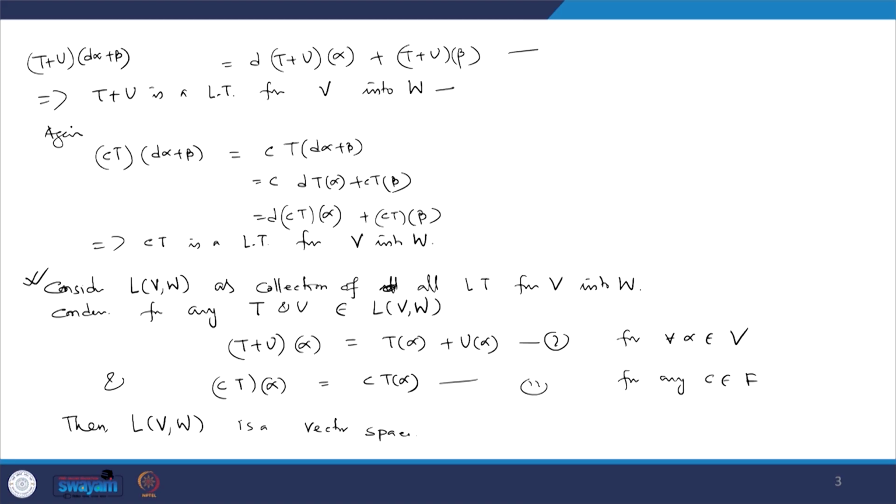Now, to prove it is a vector space, I have to prove all the axioms of the vector space. I mean to say, I have to show that L(V,W) is an abelian group with respect to addition, which is defined like 1, and it satisfies 5 more axioms with respect to scalar multiplication defined as 2. Here the 0 transformation from V to W is basically the 0 element of this set L(V,W).